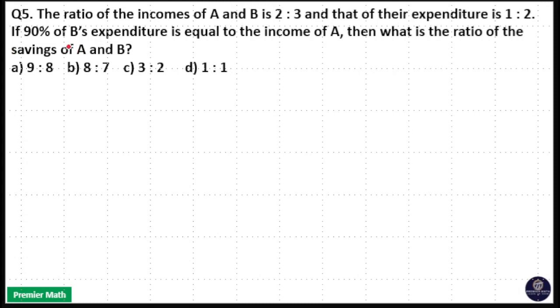Next is question number 5. The ratio of income of A and B is 2 is to 3 and that of their expenditure is 1 is to 2. 90% of B's expenditure is equal to income of A. Then what is the ratio of savings of A and B? Here we have A and B here and their income is in the ratio 2 is to 3 and their expenditure is in the ratio 1 is to 2.